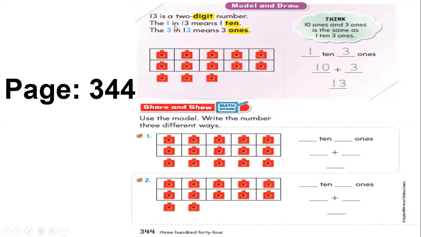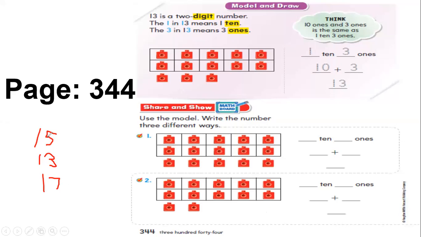Now, 13 is a 2-digit number. So there are 2 numbers in 13, 1 and 3. So the 1 in 13 means 1 ten and the 3 in 13 means 3 ones. So as I have said, when there are 2 numbers, as there is 15, 13 or 17, these are all called 2-digit numbers because there are 2 numbers, 1 and 5, 1 and 3, 1 and 7.